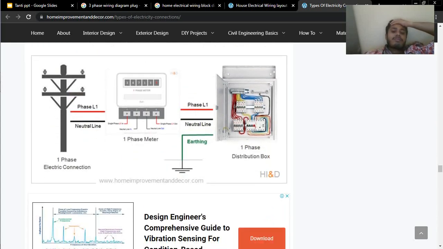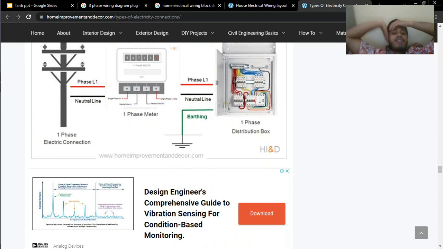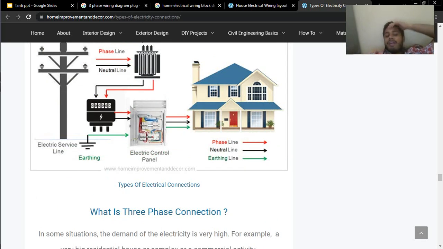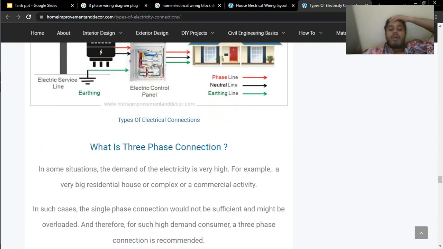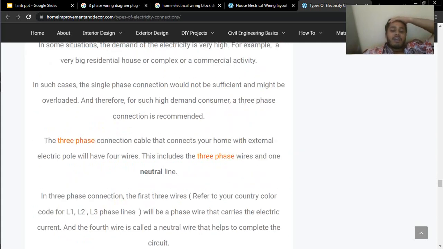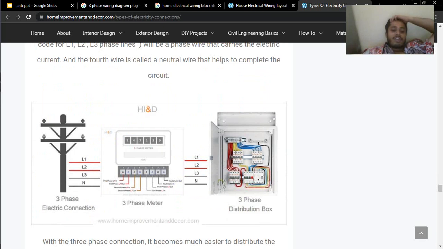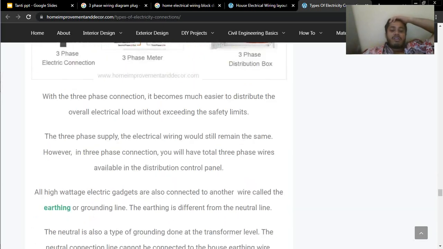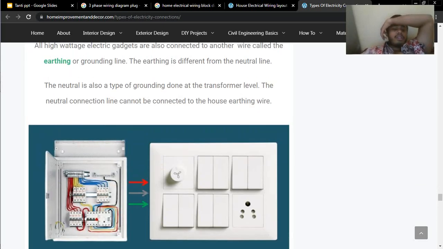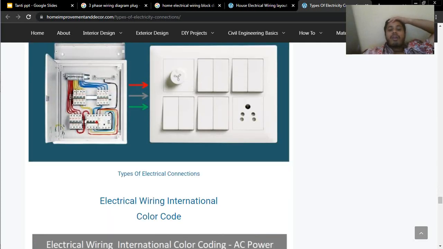Here you see, this phase and neutral is connected with the distribution box, right? And for three phase, here we use a step down transformer, and then it is connected with the energy meter and electrical control panel. So what are three phase connections? In some situations the demand for electricity is very high, so we use a three phase circuit. Here you see L1, L2, L3, and then it goes to the three phase distribution box, and from the three phase distribution box we connect it with the switch boxes, the wall boxes.